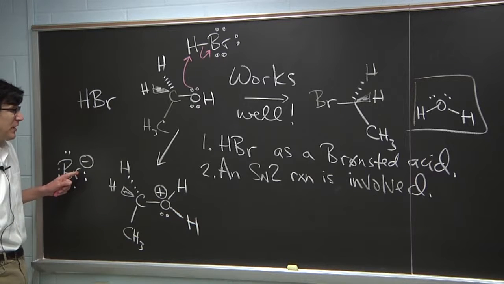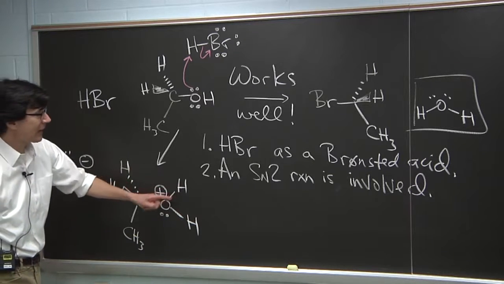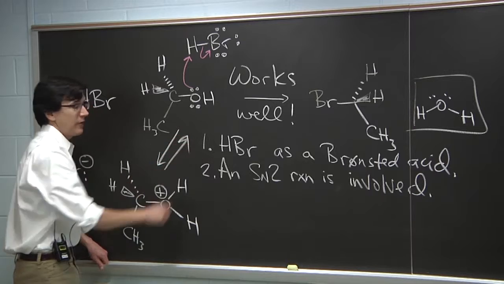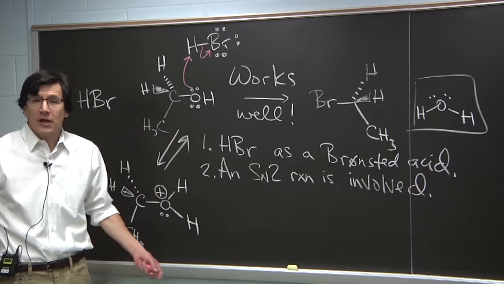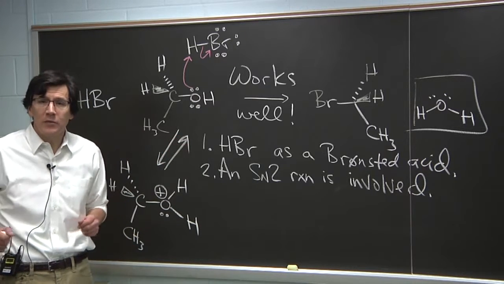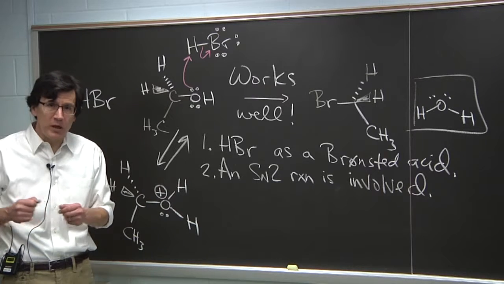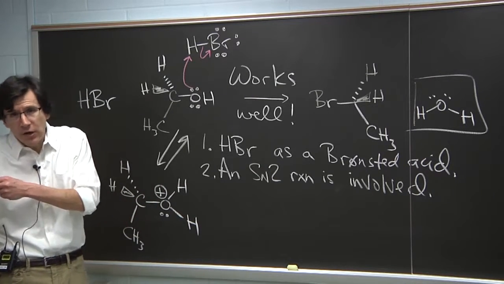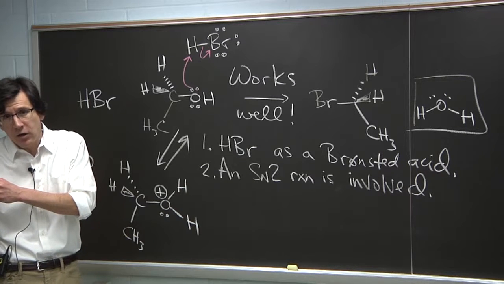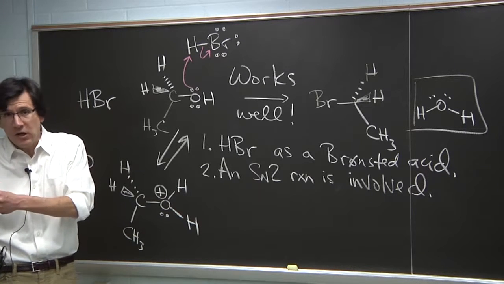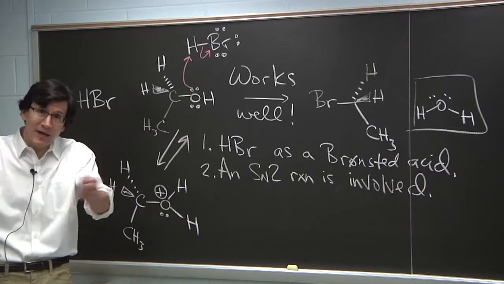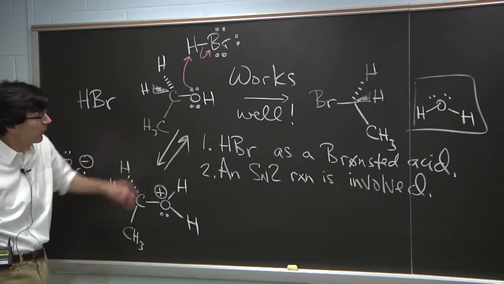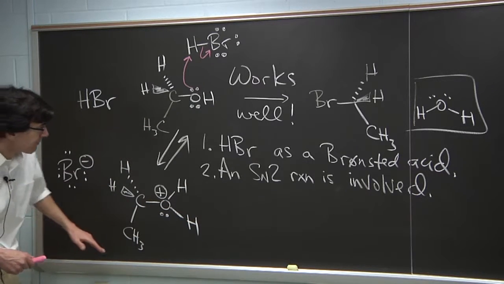Okay? Then Br- could come. It could take back its proton. You could go back the other way. So you can imagine a lot of times these Bronsted acid, Bronsted base reactions, you can think of them as being reversible and rapid proton exchange. So you protonate the OH group of the alcohol, the protonated OH group loses its proton, and back and forth, back and forth, back and forth.